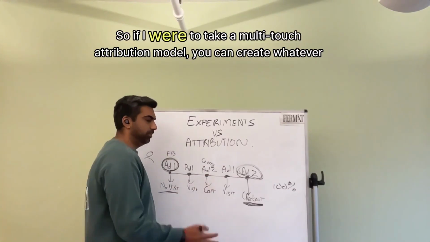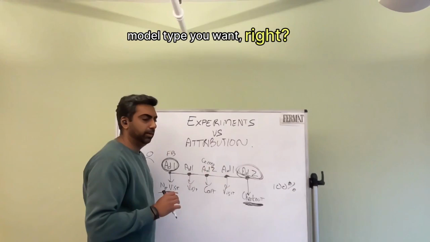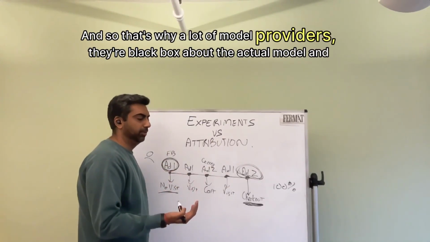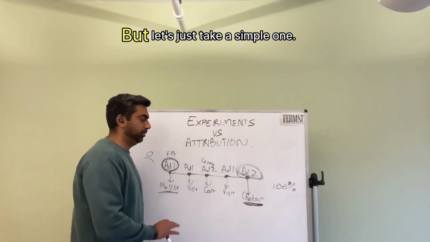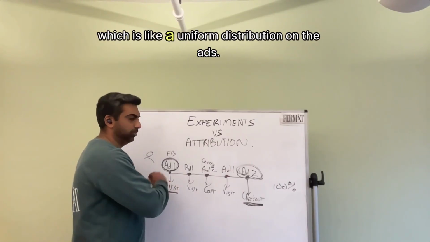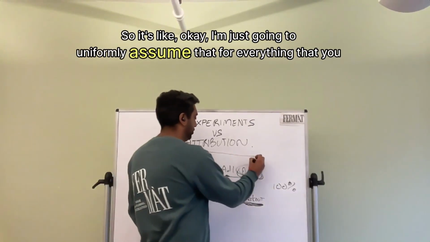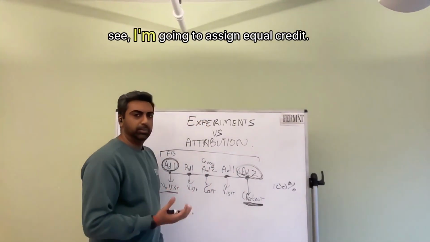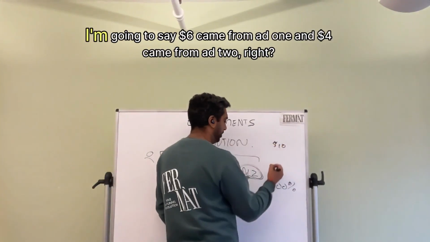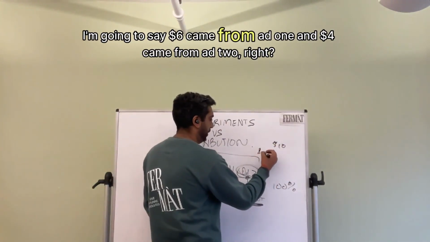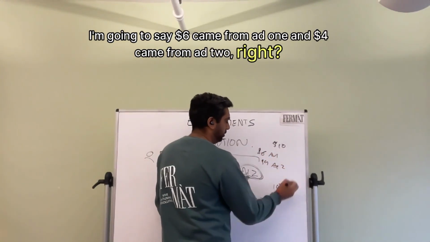So if I were to take a multi-touch attribution model, you can create whatever model type you want, right? And so that's why a lot of model providers are black box about the actual model and they don't tell you what's happening under the hood. But let's just take a simple one, which is like a uniform distribution on the ads. I'm just going to uniformly assume that for everything that you see, I'm going to assign equal credit. So let's say it's a $10 purchase. I'm going to say $6 came from ad one and $4 came from ad two, right?